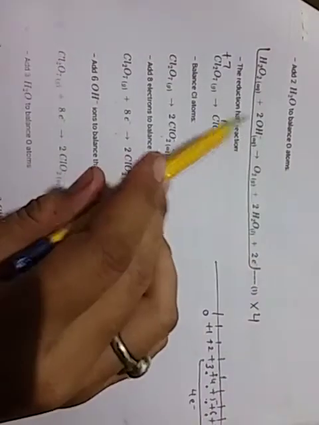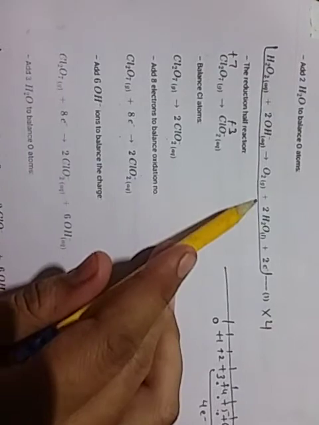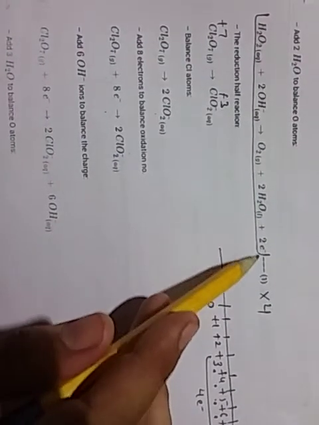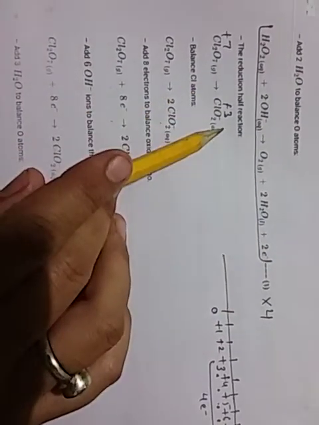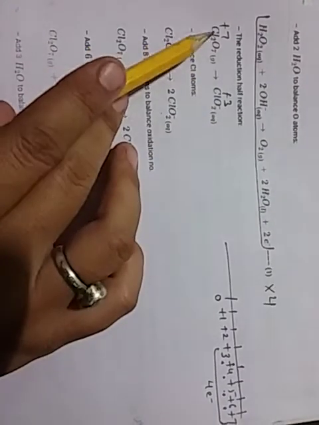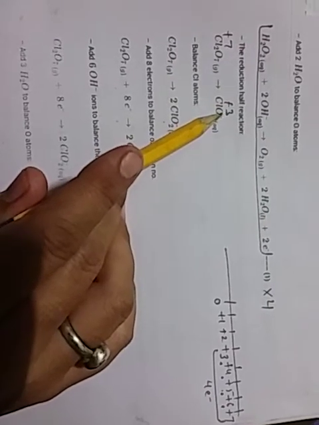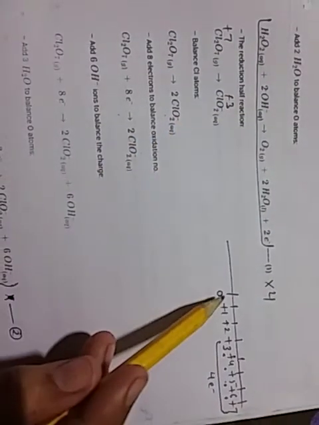Then balance the oxygen and hydrogen. We add water molecules on the right hand side. So H2O2 plus 2 OH minus converts into O2 plus 2 H2O plus 2 electrons. Then the reduction half reaction: Cl2O7 converts into ClO2 minus. So plus 7 decreases to plus 3.